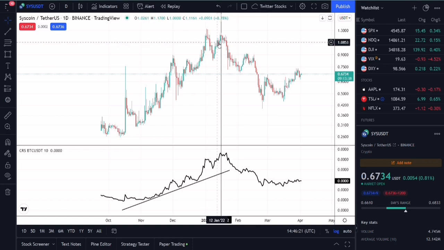So simply put, Bitcoin dropped from 69k all the way down towards around the low 30s, and SYSCOIN on the other hand moved from roughly around 25 cents all the way towards $1.33 during that time frame. So that shows very strong relative strength in terms of SYSCOIN relative to the overall market or Bitcoin.